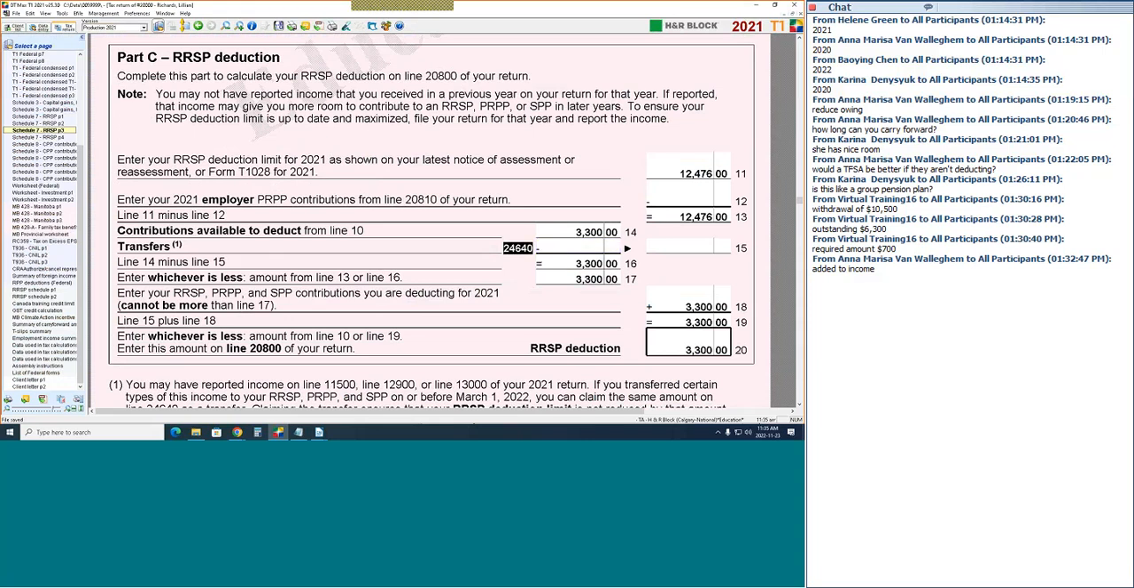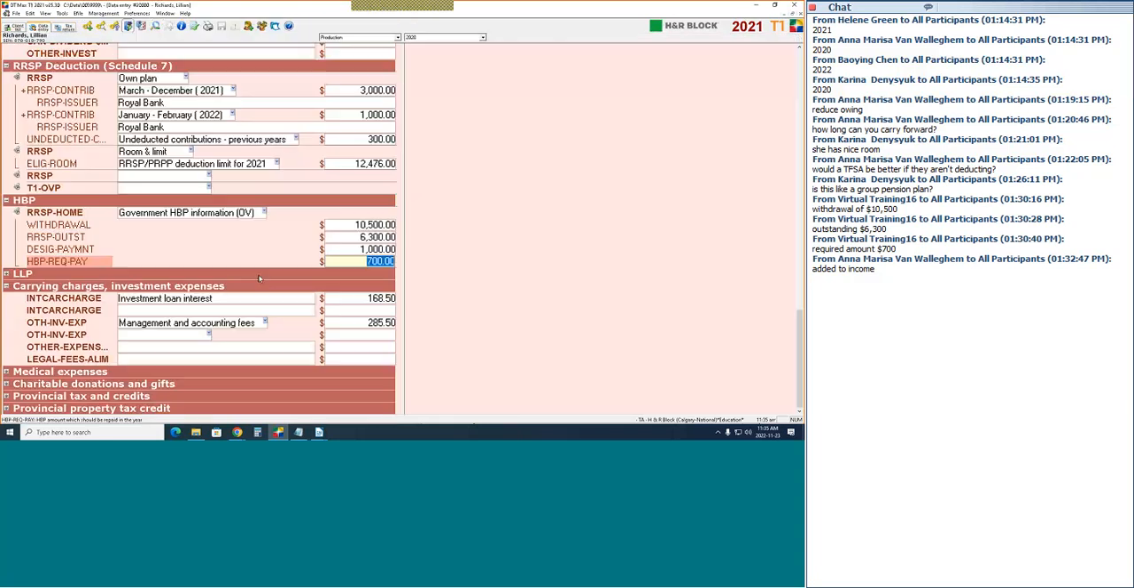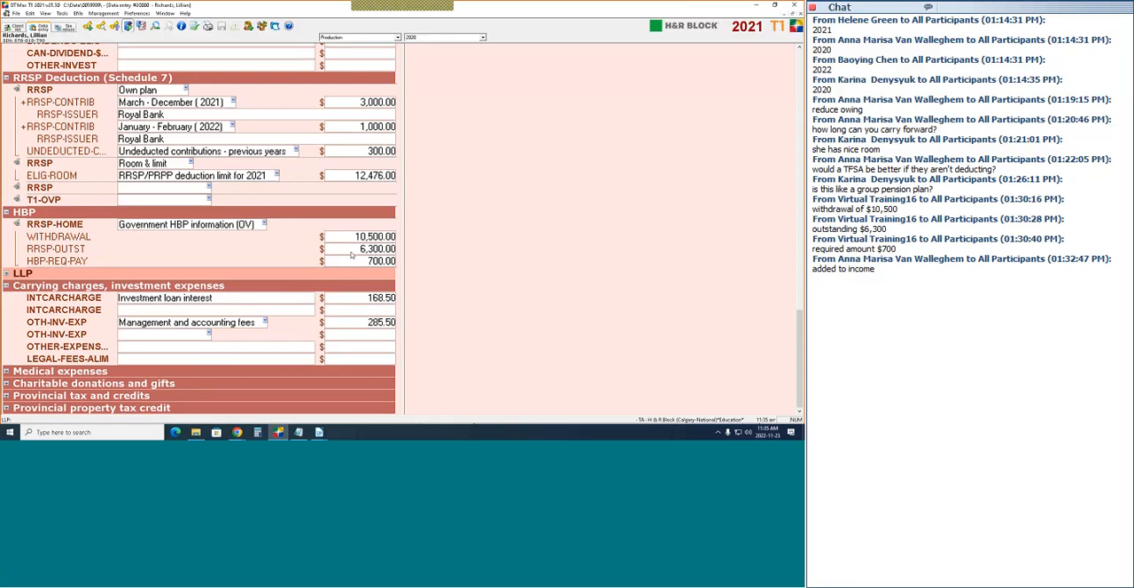Okay. It's going to be the same thing for lifelong learning plan. The data entry will be similar. I'm going to take this out. As always, if you don't need to do data entry, don't. If you want the default, let the default be the default.